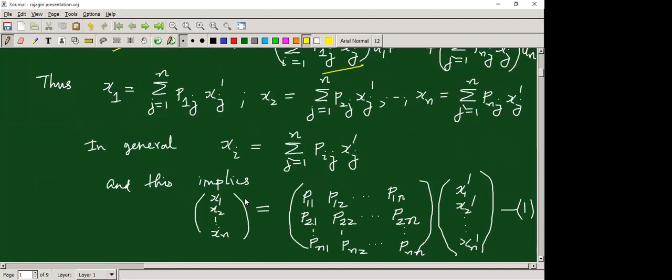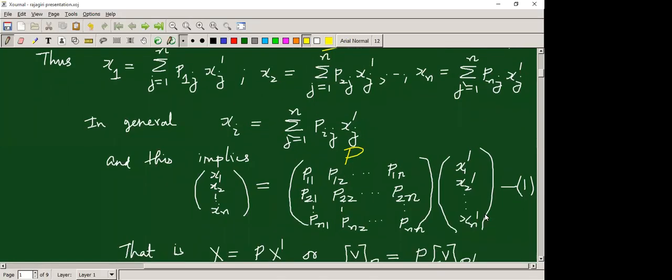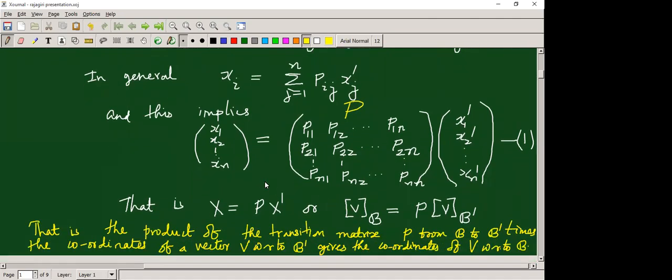This implies x1, x2, etc., xn, which you write as a column, is equal to the matrix, our transition matrix P, times x1 dash, x2 dash, etc., xn dash. So x equals P x dash. You write this vector as x. What is this x? This is the coordinate matrix of V with respect to the first basis, and this is our transition matrix. And what is x dash? The coordinate matrix of the same vector V with respect to the basis B dash.